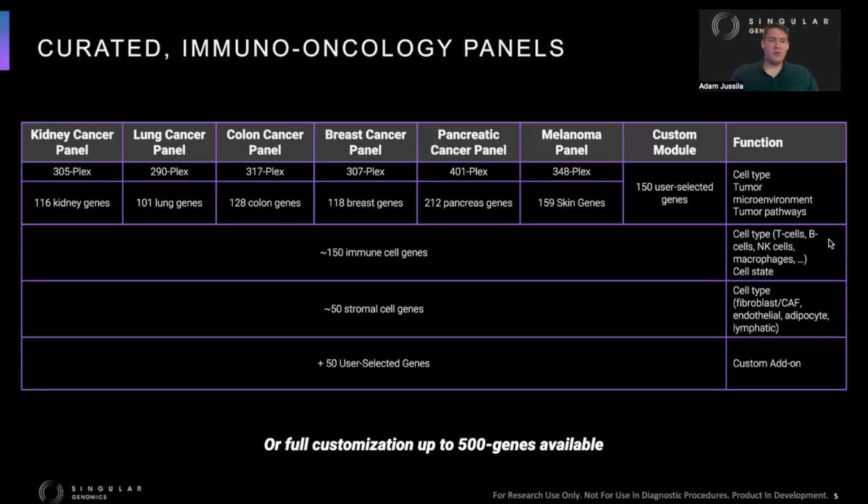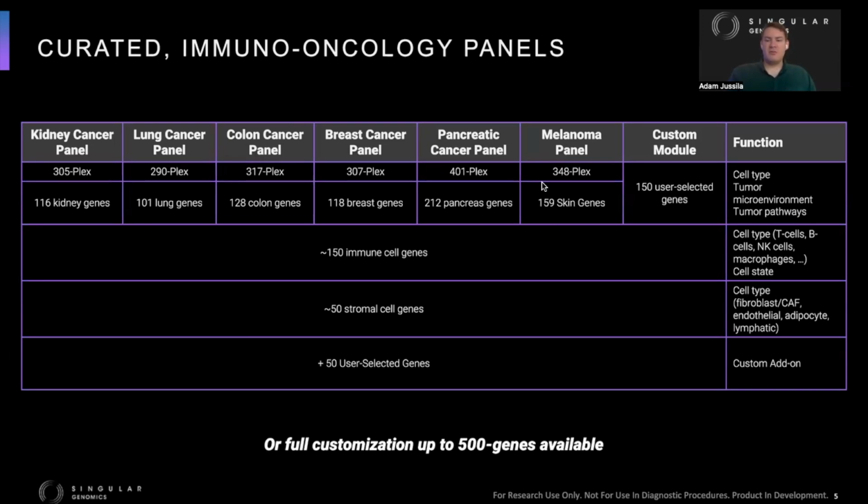These curated panels focus on kidney, lung, colon, breast, pancreas, and skin. Each of these panels is built on a base of around 50 stromal cell genes and 150 immune cell genes. The plexity of them ranges from about 290 to a little over 400. And each of these panels is designed using our own in-house experts to do literature curation and data searching to find the optimal genes to cover each of the core phenotypes and cell types present in these cancers.